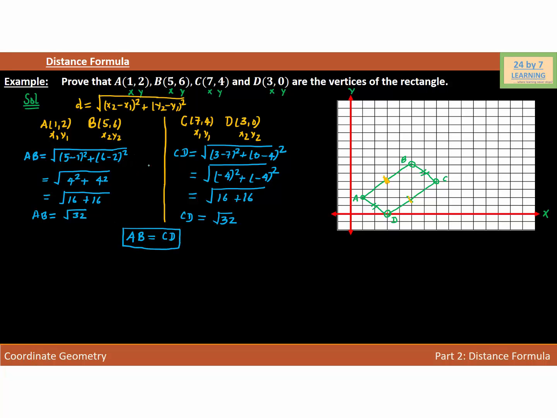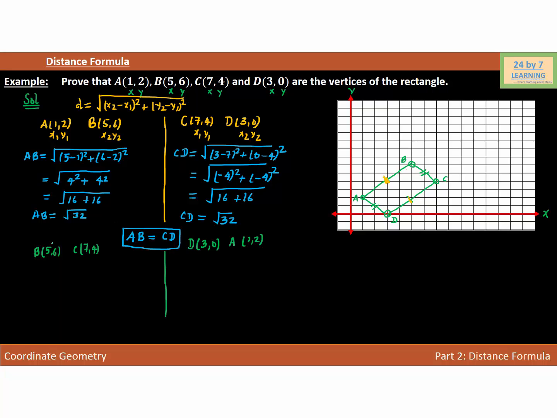Now let's consider sides BC and AD. So I will take B as 5, 6 and C as 7, 4, and on this side I will consider AD. So I will write D as 3, 0 and A as 1, 2.